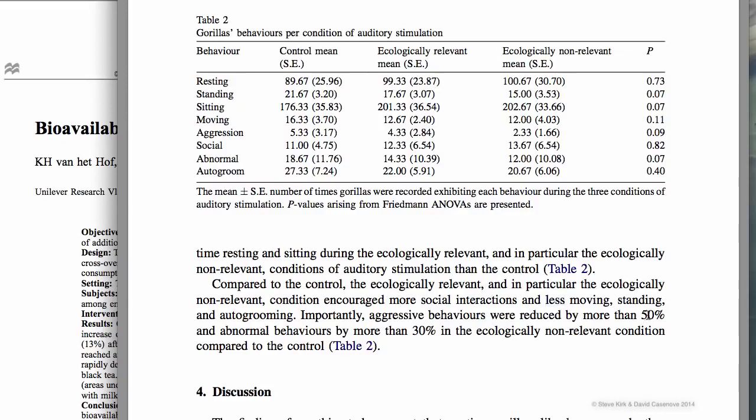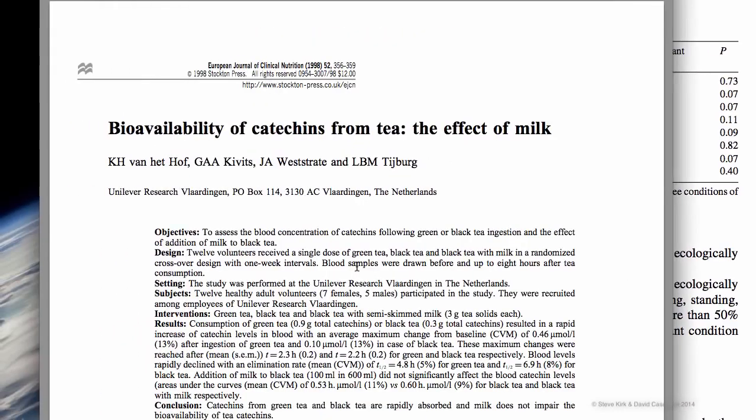They have a few numbers here, like where they say that aggressive behaviors were reduced by more than 50%. But most of the time, they just refer instead to the table. They tell you what the main difference is and then say, look at the table for the details. Okay, let's look at another example.